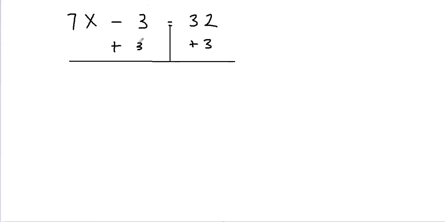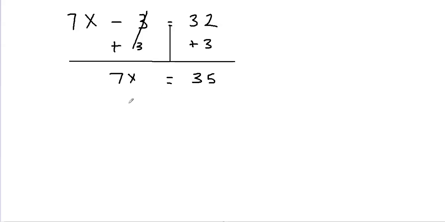Now we can see that negative 3 and positive 3 will cancel out each other. They will add up to 0, so that's gone. We're only left with 7x on the left-hand side. Then we have the equal sign in the middle, and then we have 32 plus 3, which gives us 35. So we're done with our first step.